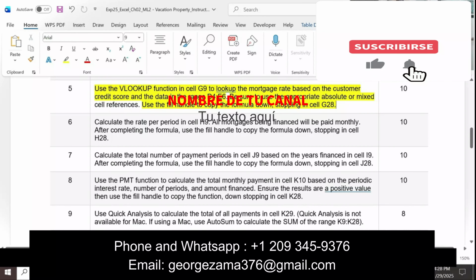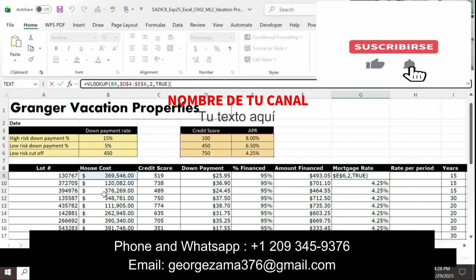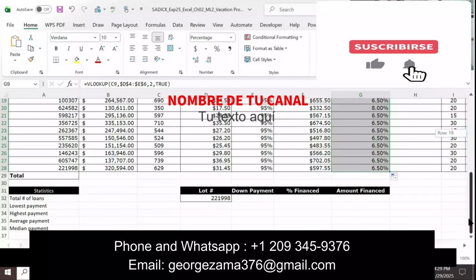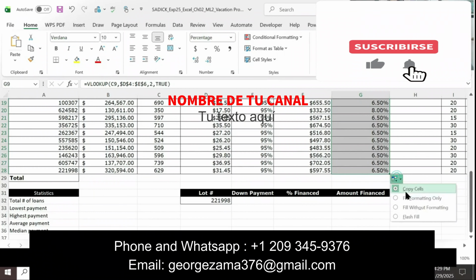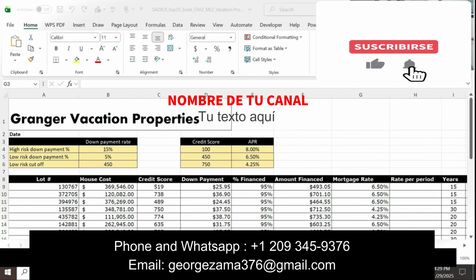So question number 5 is done. In question number 5, we use the VLOOKUP function in cell G9 to look up the mortgage rate based on the customer credit score and data range in D4 to D6. It means first we have to select, here is the mistake, we have to select credit score. Then in table array we have to select this array. Now simply press enter and our result will be there. Yes, now it's 100% correct. So question number 5 is done 100%.